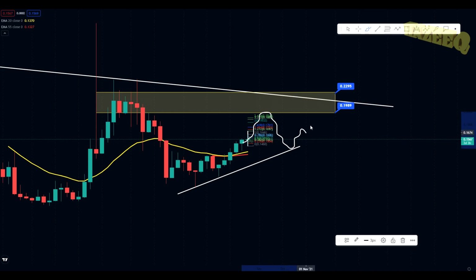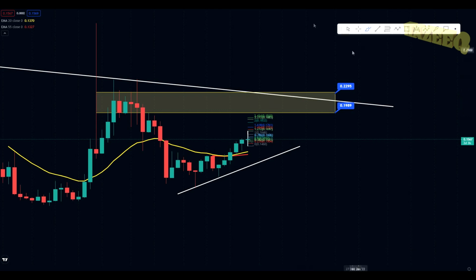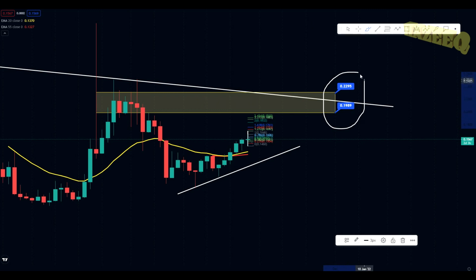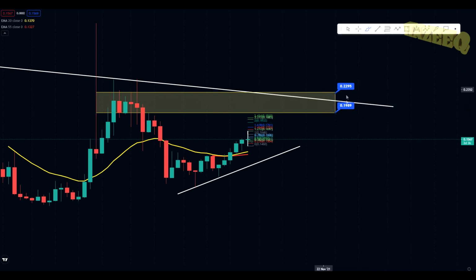Bitcoin decides to correct a bit. So, that would be nice, but we can even come back higher and just get rejected from this higher level of that rectangle. But just keep in mind that these levels over here, these prices, are something to keep an eye on. These would be great selling opportunities: 23 cents or 22.95 and 19.89 cents. Keep these prices in mind.